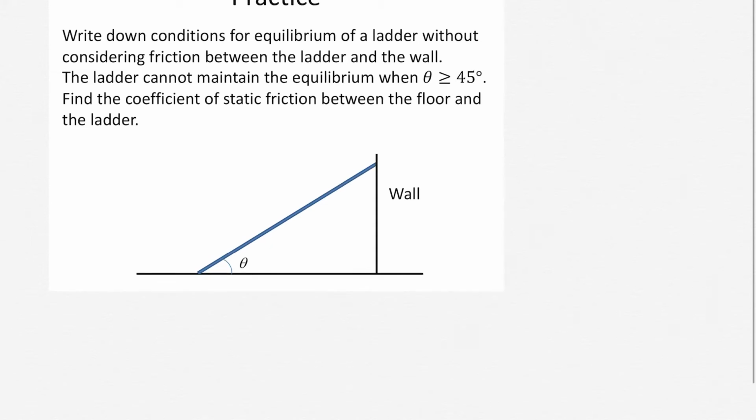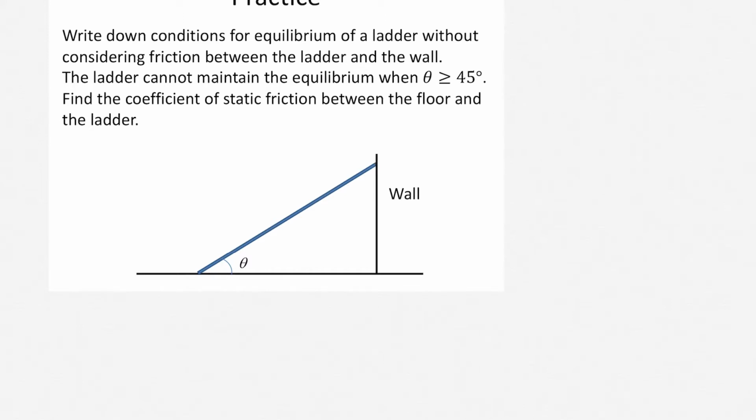Okay, so in this practice, write down the conditions for equilibrium of a ladder without considering the friction between the ladder and the wall. The ladder cannot maintain equilibrium when theta is larger than or equal to 45 degrees. Find the coefficient of static friction between the floor and the ladder.